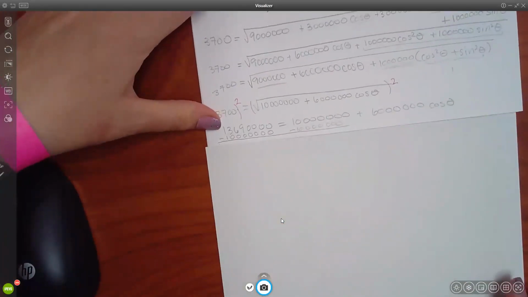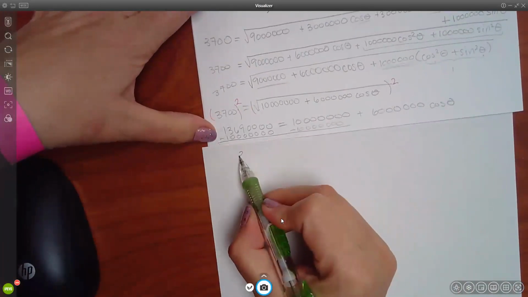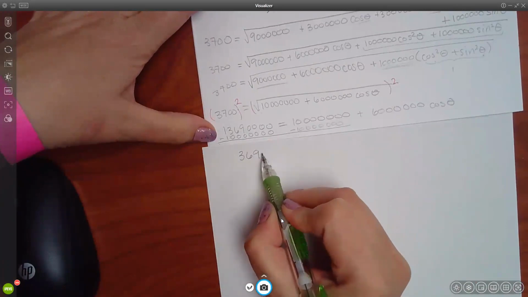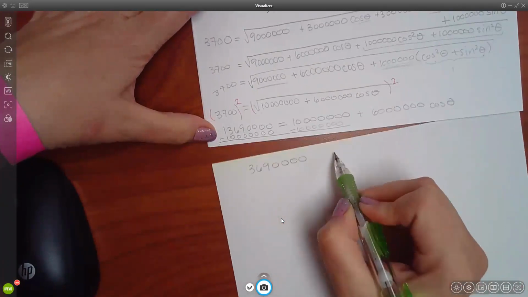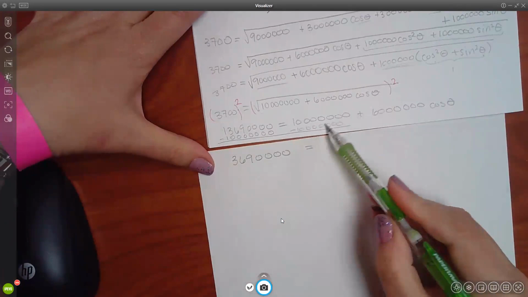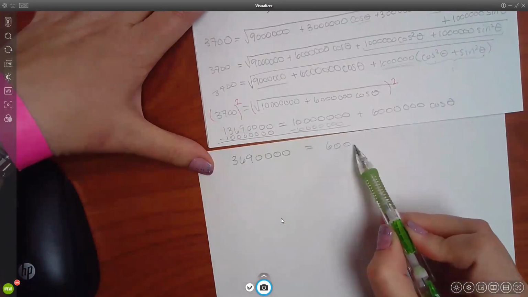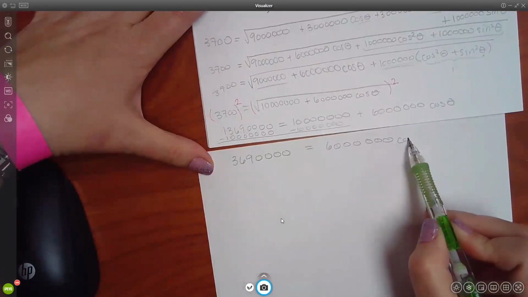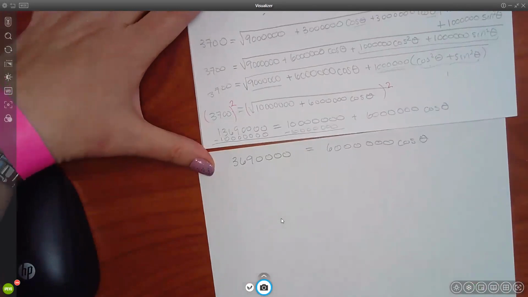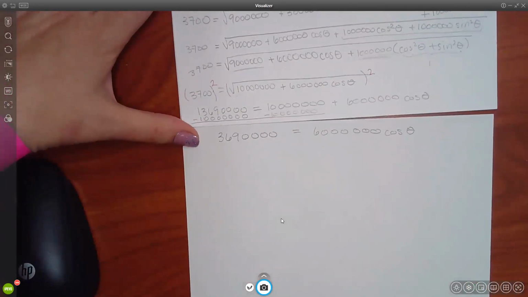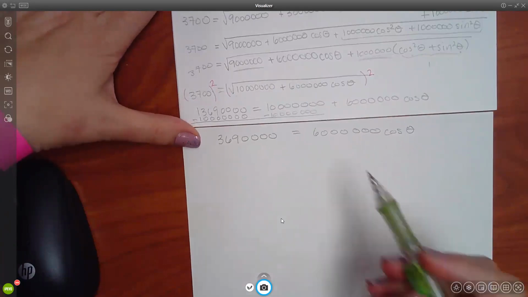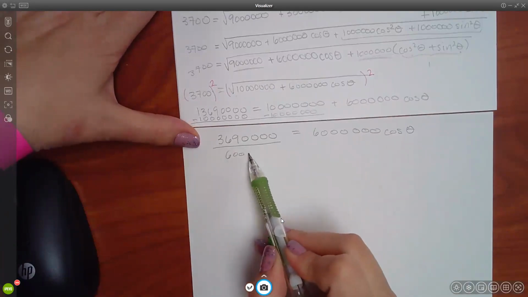So when I subtract the 10 million over here, I'm gonna get 3, 6, 9, 1, 2, 3, 4. And when I do it on the right-hand side, I'm just gonna get the 6 million and then cosine of theta. What would be the next step to try to solve for theta? Divide by 6 million.